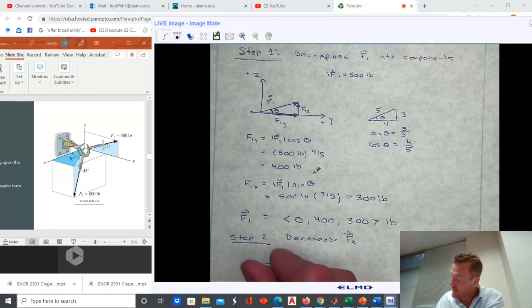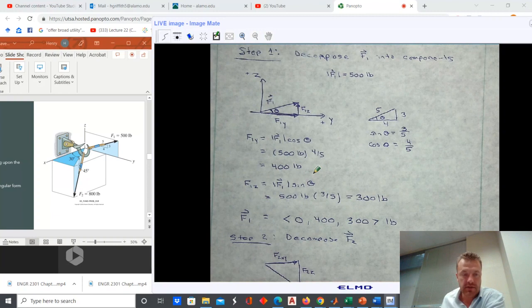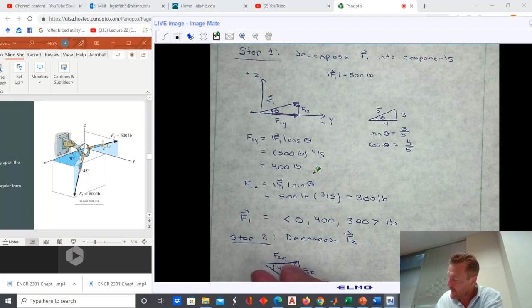So I'll call that F2xy, and I'll call this F2z. And the question is, for the geometry that we're given, what is that angle of declination from the xy plane? Well, hopefully everyone can see that it's 45 degrees.